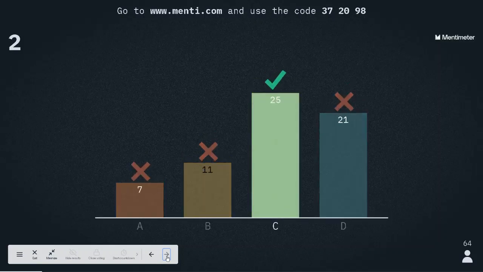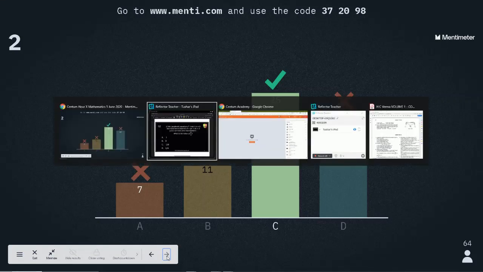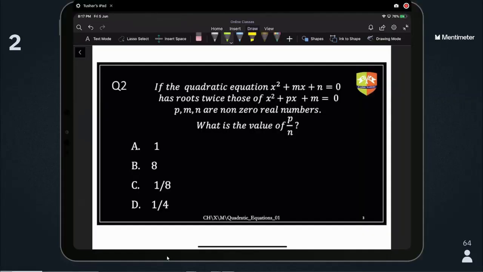So still people are not that confident. People are arbitrarily marking the answers. Yes, 1 by 8 is the correct answer. Right? How many of you could not get it? Mention.